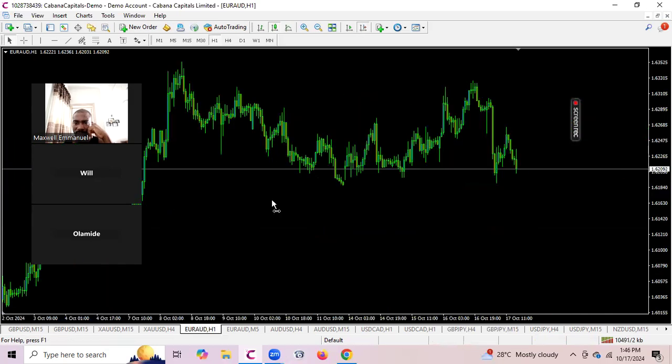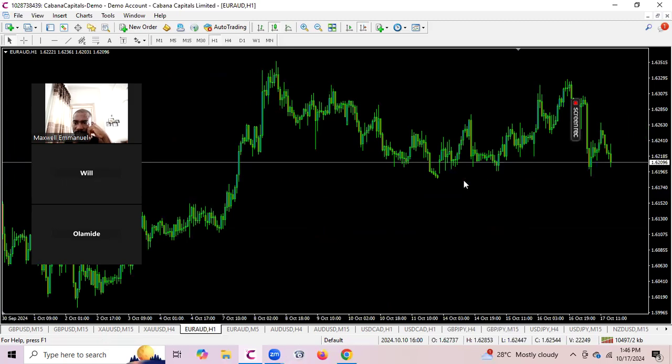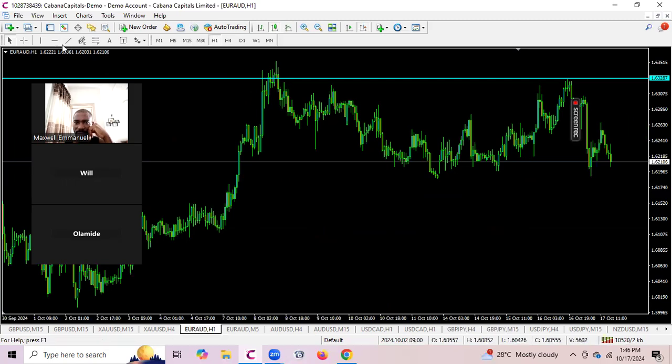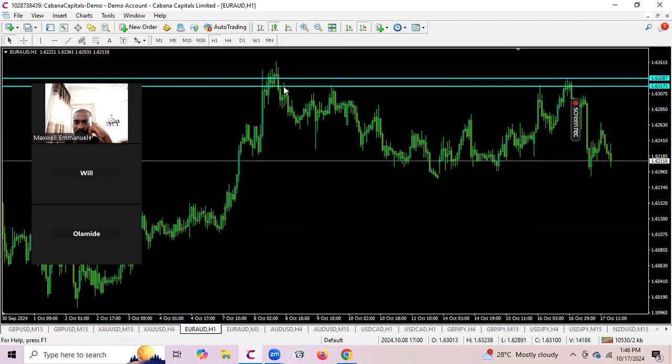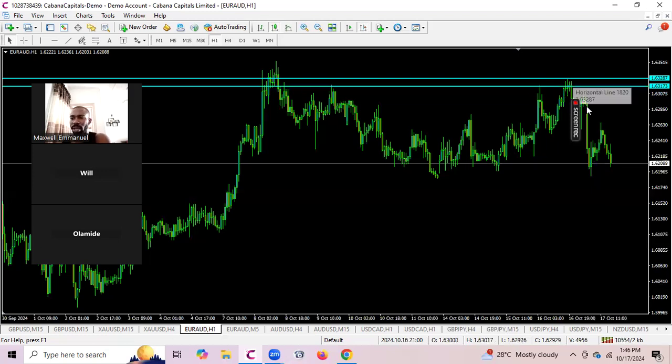So I expected this move. You can see here we had a fair value gap. You can see the reason for the pullback. Can you see the reason for the pullback? So price had to pull back to fill this fair value gap before going bearish. That's the reason for this pullback, was to come fill this fair value gap.